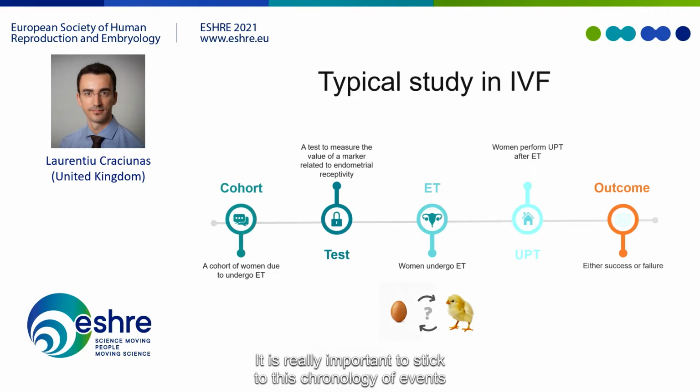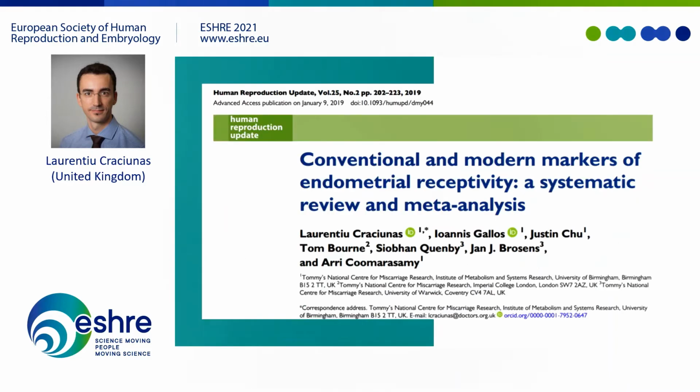It is really important to stick to this chronology of events because measuring the endometrial receptivity marker after the outcome is known could lead to significant bias. We will not know if the marker has a particular value because of the outcome or the other way around, similar to the chicken and the egg, which was the first one. I will come back to this idea with a clear example later on.